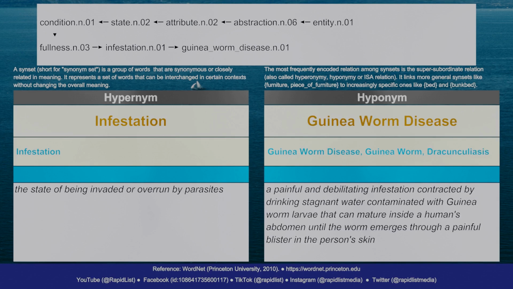Guinea worm disease. A painful and debilitating infestation contracted by drinking stagnant water contaminated with guinea worm larvae that can mature inside a human's abdomen until the worm emerges through a painful blister in the person's skin.